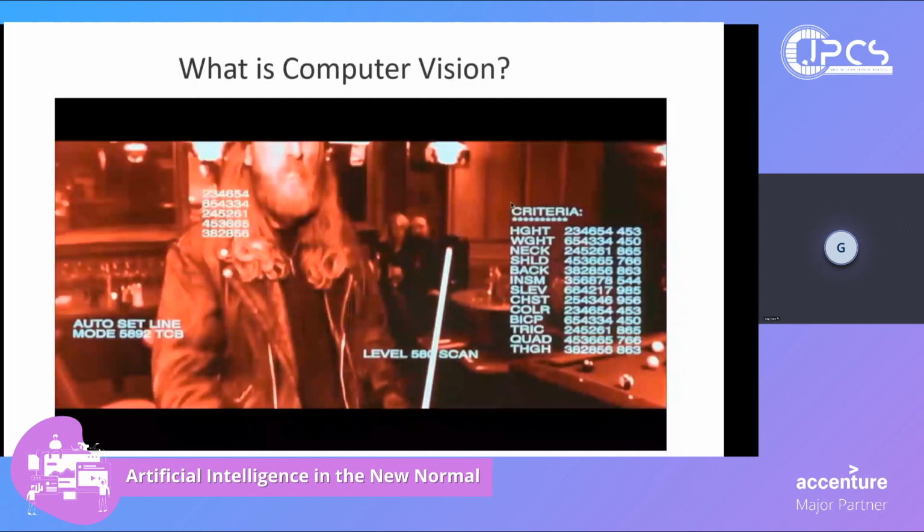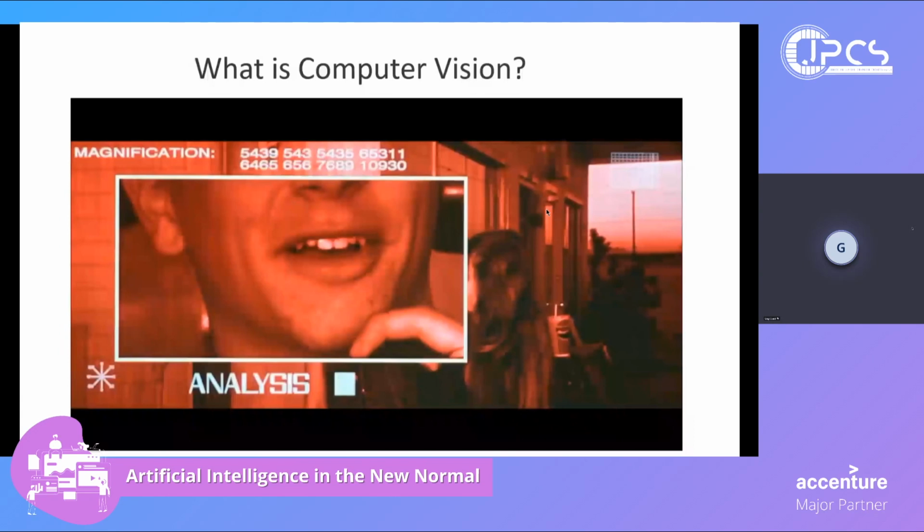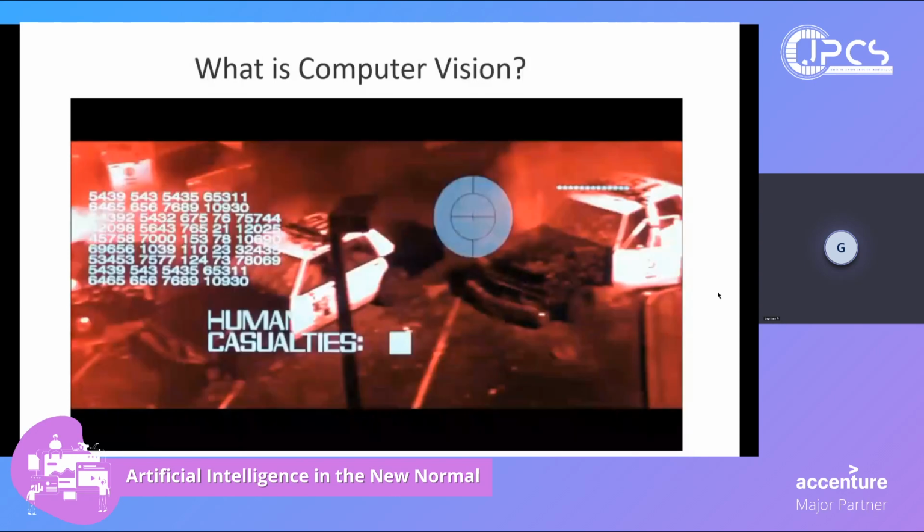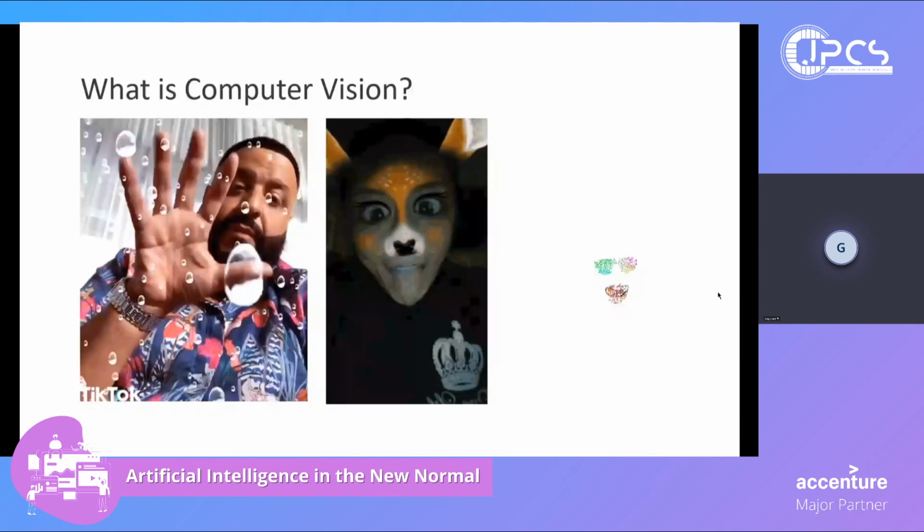But if we look at computer vision, we will actually see something like this. If you have used a filter in Instagram, or Snapchat, or Facebook and TikTok, those filters actually use computer vision. One good example is if you're using Zoom and the background is cut off, that's actually image analysis of background subtraction. It's actually computer vision.